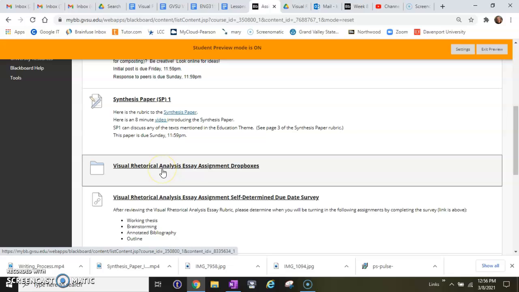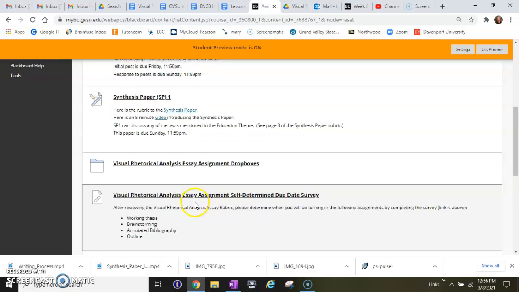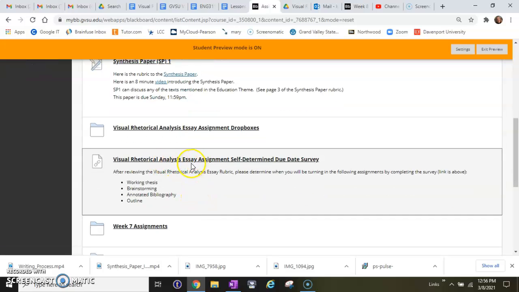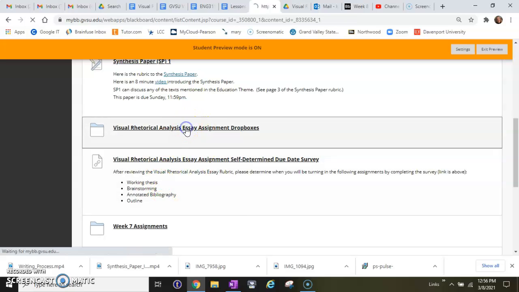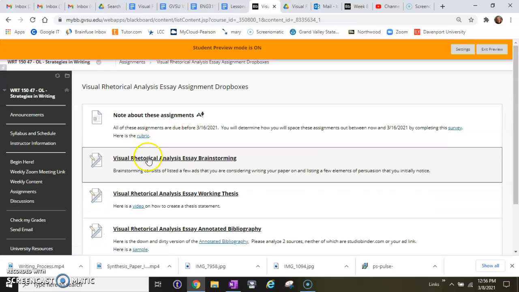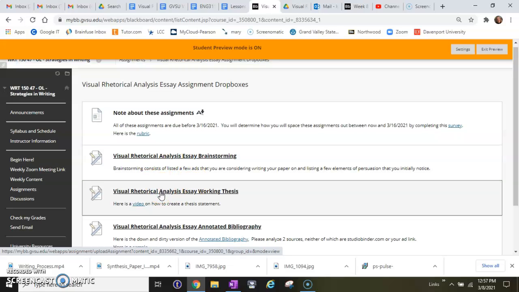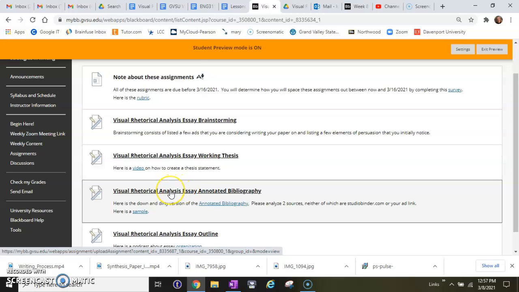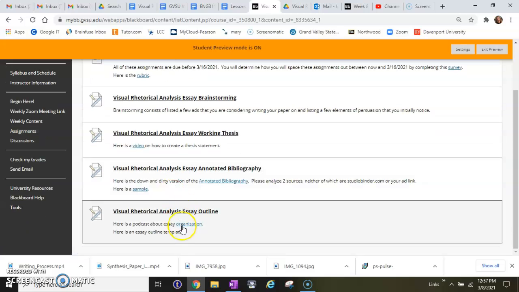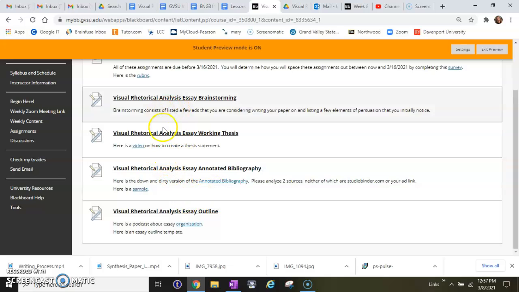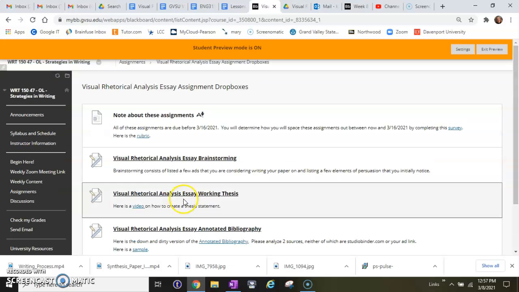Okay, so visual rhetorical analysis essay assignment drop boxes. First, choose your due dates by clicking here, and then it's going to ask you when you're going to turn in your thesis, when you're going to turn in brainstorming, and so on. And then you decide. When you are ready to turn those in, you click that folder, and then you'll see, I have to turn in the brainstorming right here, the working thesis here, the annotated bibliography here, and the outline here. And then a video is provided on how to do each one of these. I hope that is helpful.